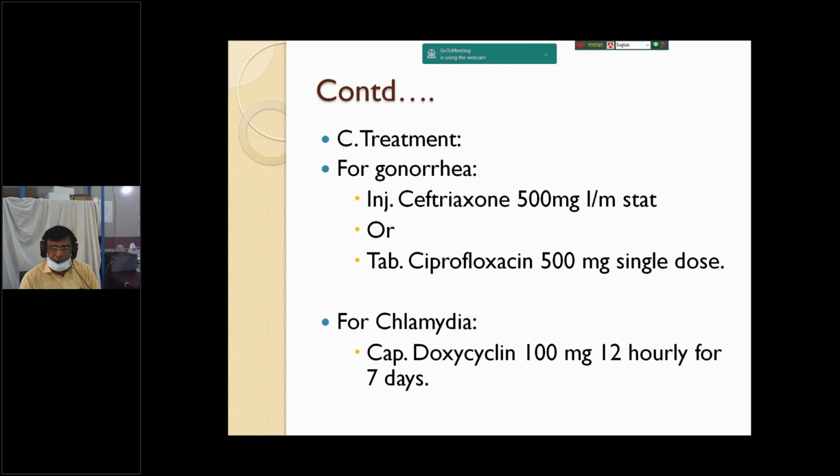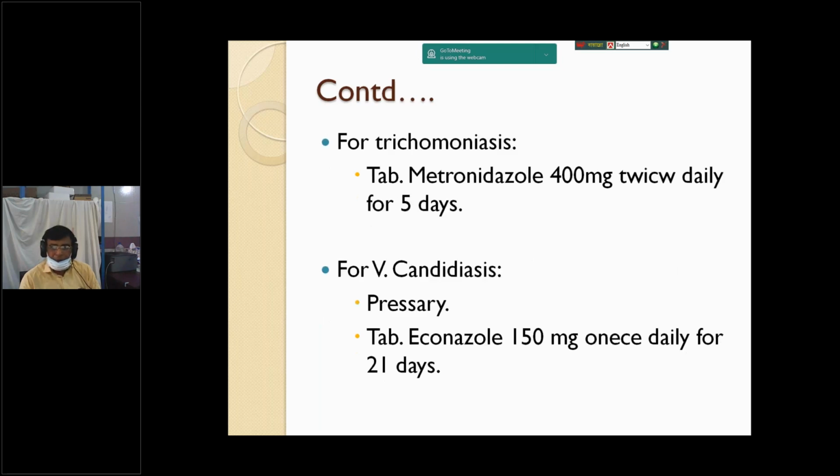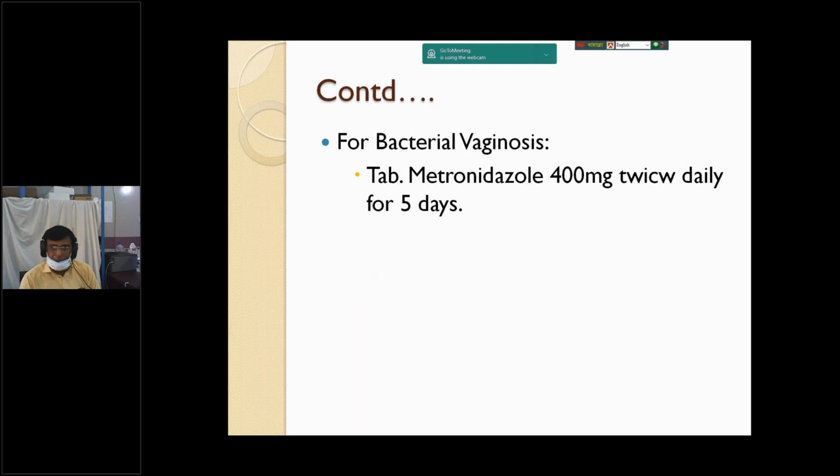Now treatment for gonorrhea, injection ceftriaxone 500 mg IM stat or tablet ciprofloxacin 500 milligrams single dose. For chlamydia, doxycycline 100 milligram 12 hourly for 7 days. For trichomoniasis, metronidazole 400 milligram twice daily for 5 days. For vaginal candidiasis, itraconazole 150 milligram once daily for 21 days. For bacterial vaginosis, tablet metronidazole 400 milligram twice daily for 5 days.